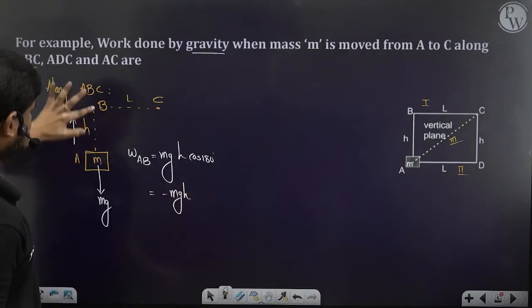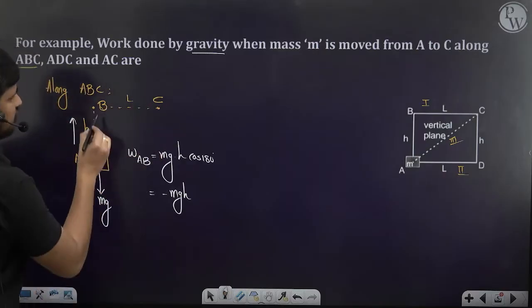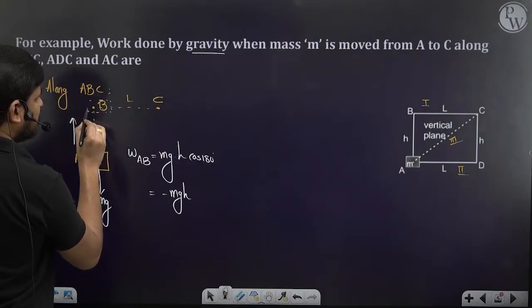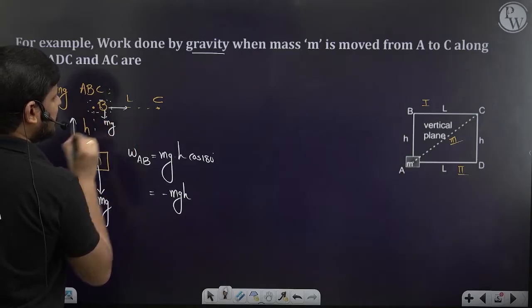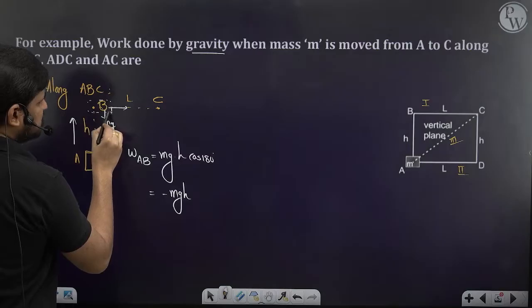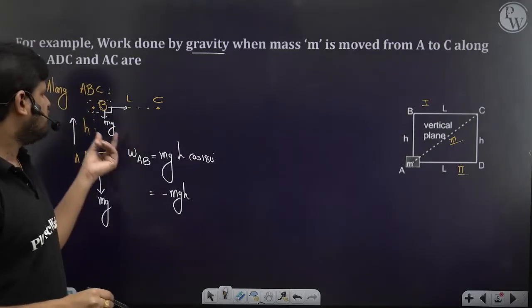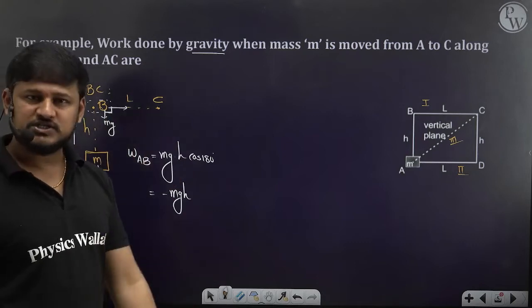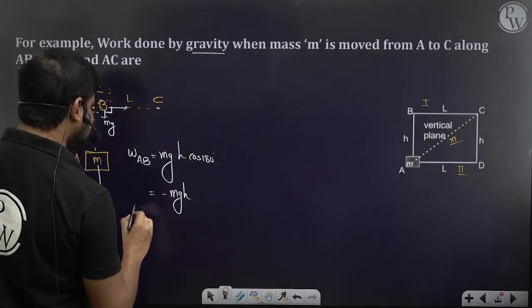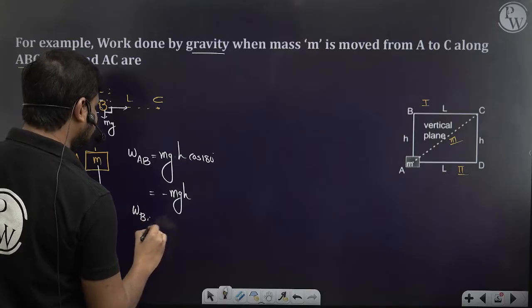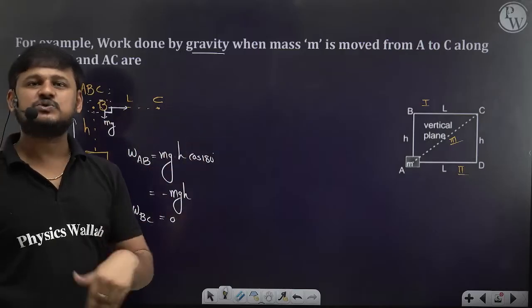So from here to here the work done is minus mgh, and from here to here, when the object moved to this point, the mg force will act this side and the displacement will act this side. So the force and displacement are perpendicular to each other, right? So the work done in BC is going to be 0. The work done along BC is going to be 0 simply.